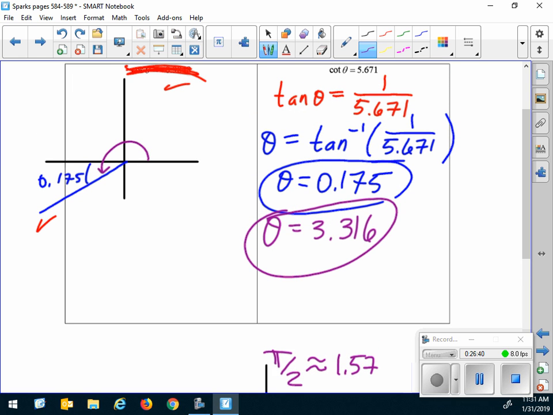Ladies and gentlemen, when you solve a trig equation, what's the first thing you got to decide? What quadrant you're going to be in. What's the next thing you do? You do an inverse trig function. Yep. Then you decide, did that inverse trig function give me an angle where I wanted it to be? If it did, great, go for it. If it didn't, think about that as a reference angle, okay?